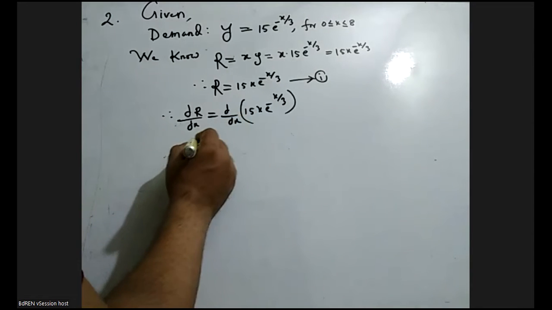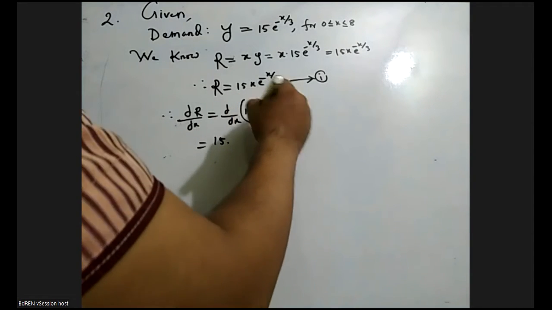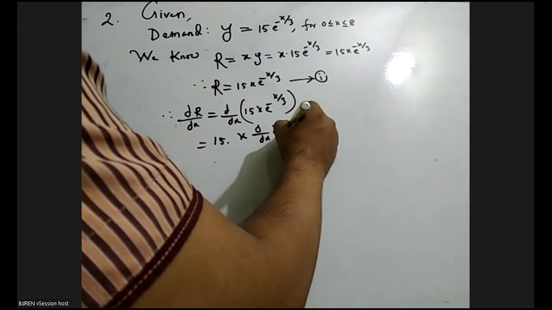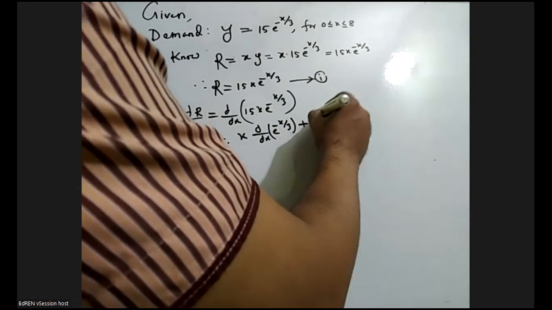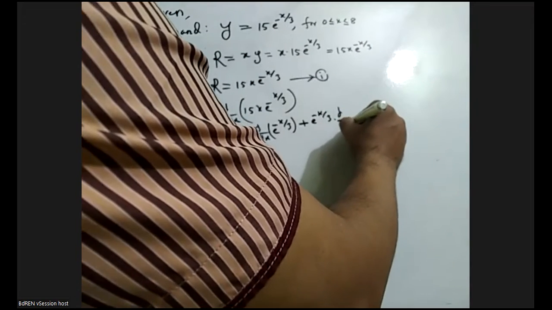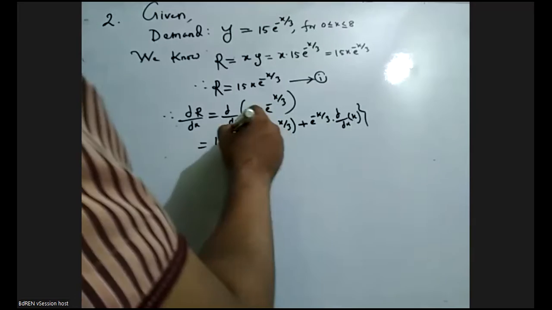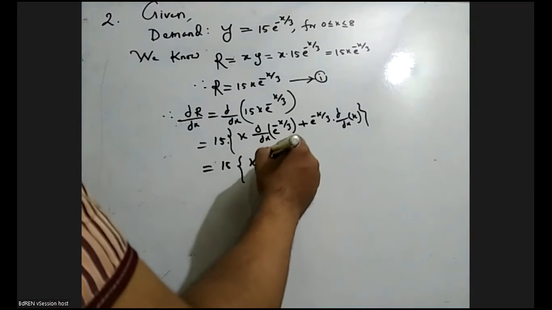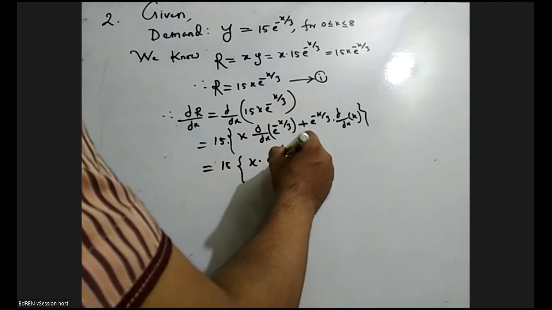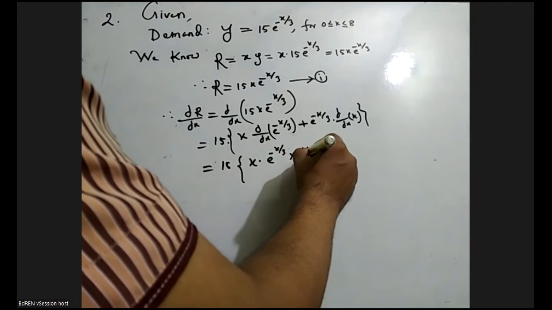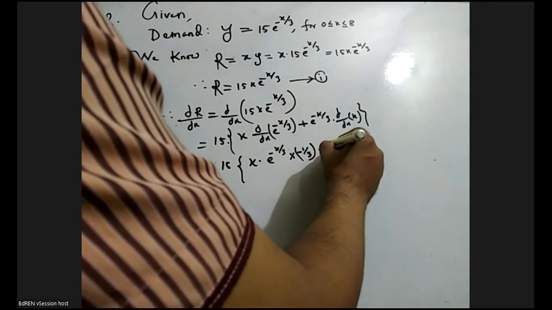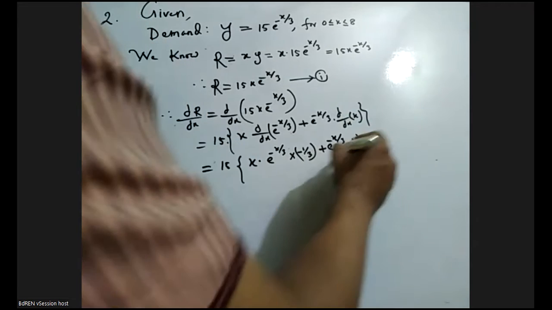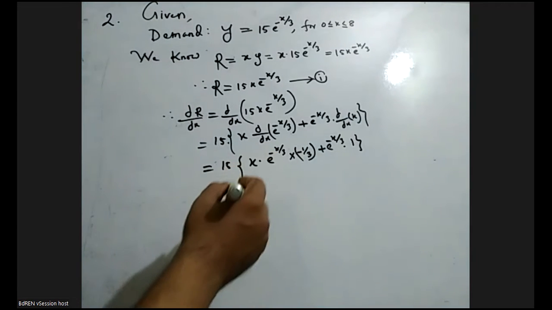So this equals 15, which is the constant. Now you have to take u into d/dx of v plus v into d/dx of u. That means the UV process of differentiation. So we get e to the power x formula, e to the power x, but multiplying with the coefficient of x. Then minus x by 3. Differentiation of x will be only 1. So we can take common here.